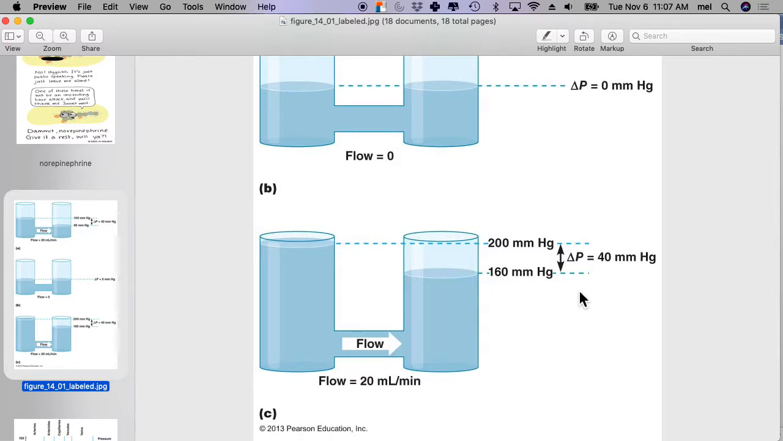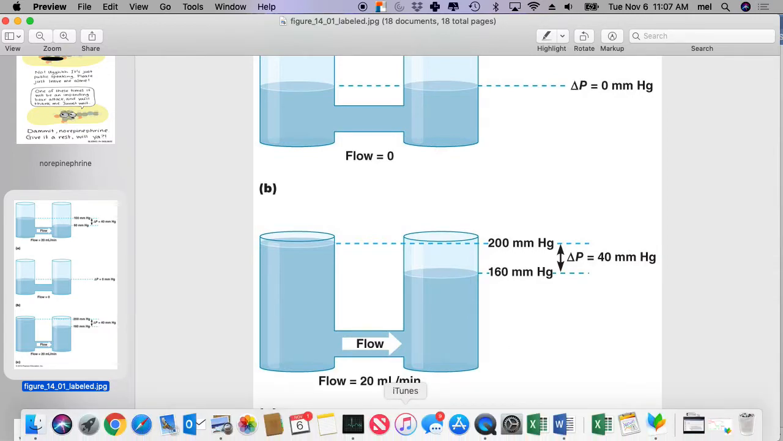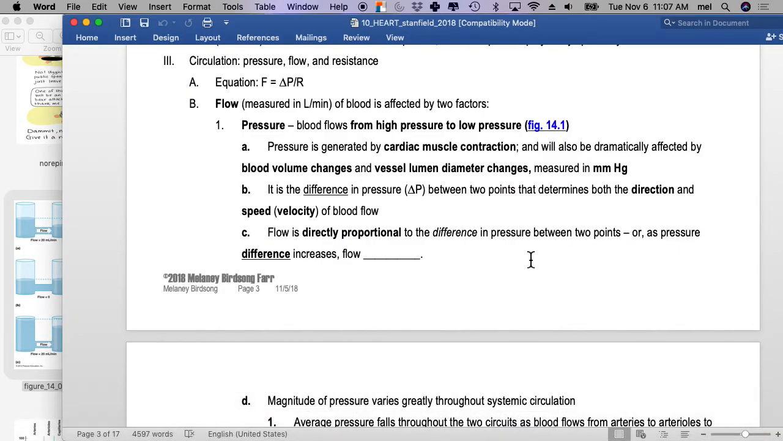Does that make sense? So it's really delta P that matters. And if one of your P's increases, the other one has to increase to compensate for it. Okay? All right, so flow is, now we can say a truer statement. Instead of flow increases as pressure increases, we can say as pressure difference increases, flow increases. Yeah? That's really the deal.